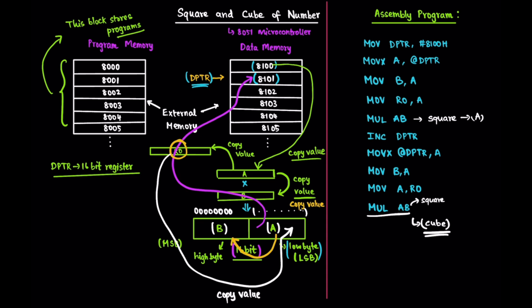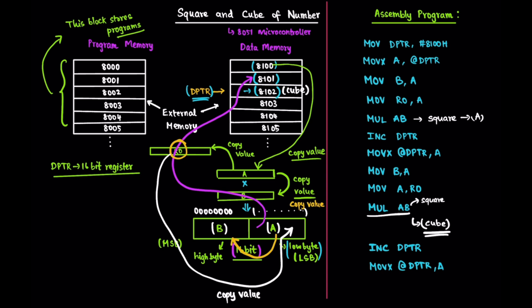Now we have stored the squared result in the 8101H location. Now we want to store the cube result in another location, probably 8102. For that, I am going to increment DPTR. Now, just like how we stored the squared result by MOVX @DPTR, A in the 8101 location, I am going to define another MOVX @DPTR, A. So the cube result is going to be stored here. Also, the DPTR is pointing to this location 8102H.